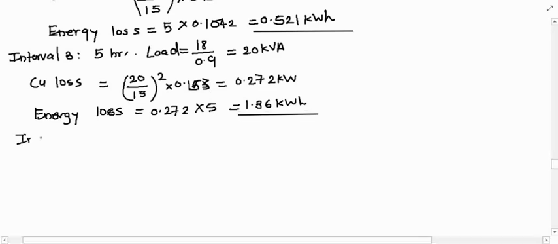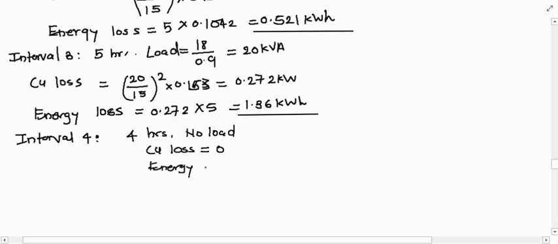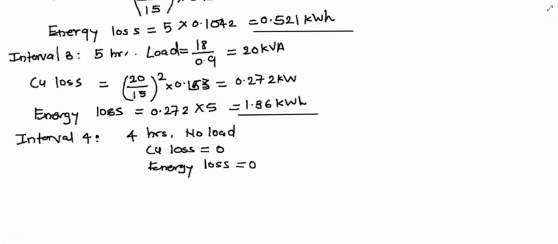Then in the similar manner, interval 4. In interval 4, 4 hours but no load. So what is copper loss? Copper loss equals 0 and hence energy loss equals 0. This is the energy loss due to the copper loss during the whole day. We have to add all the interval energy losses which happen due to the current flowing through.